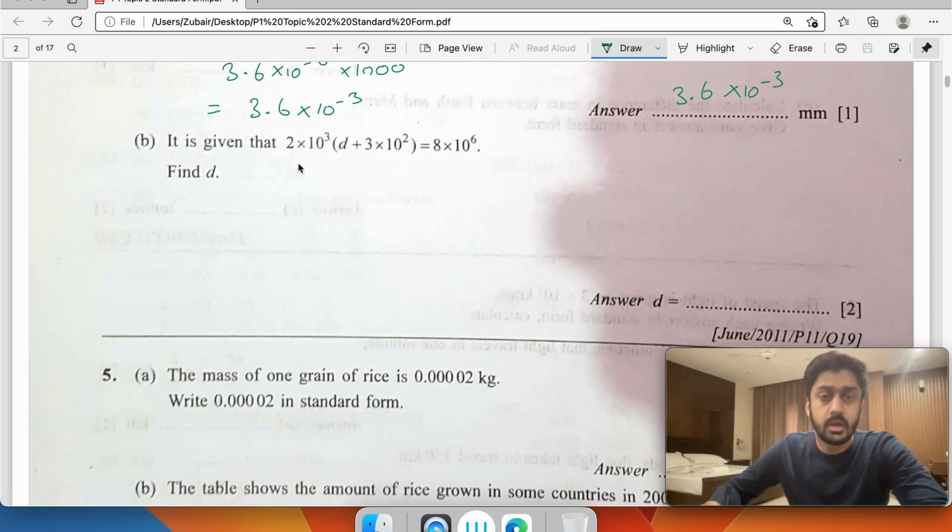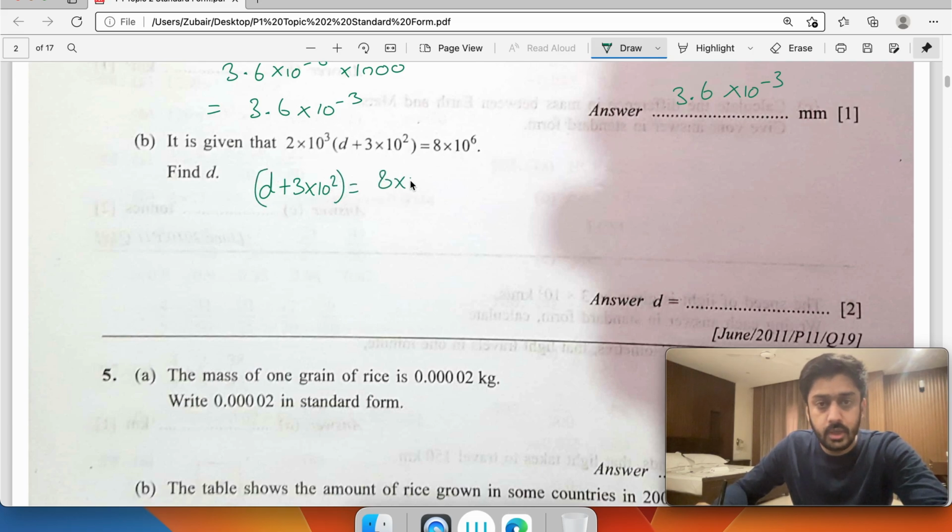It is given that this is the expression, find D. Okay, this number is being multiplied on the left hand side, so I'll divide it on the other side. D plus 3 times 10 raised to power 2 is equal to 8 times 10 raised to power 6 divided by 2 times 10 raised to power 3. 2 1 times, 2 4 times, 3 zeros gone, 3 left. So this is added on this side, it would subtract on the other side.